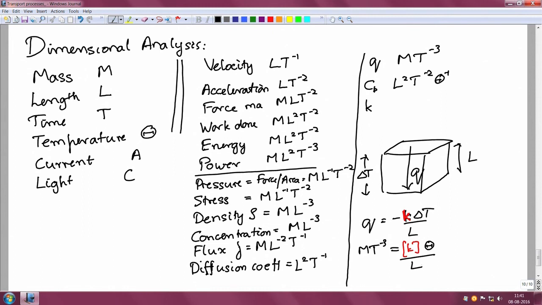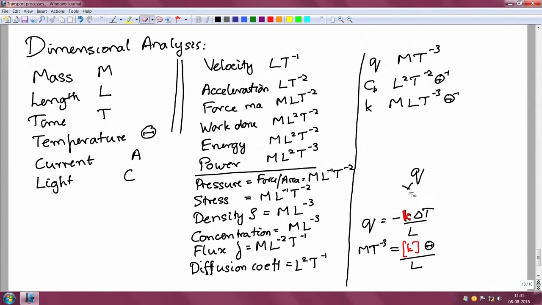Therefore, the expression for the thermal conductivity will turn out to be m L T power minus 3 theta inverse. So, that gives us the dimension of the specific heat, the heat flux and the thermal conductivity. And then of course, we have to come to dimensions of quantities of use in momentum transfer. In momentum transfer, the fundamental quantities are the stress and the viscosity.